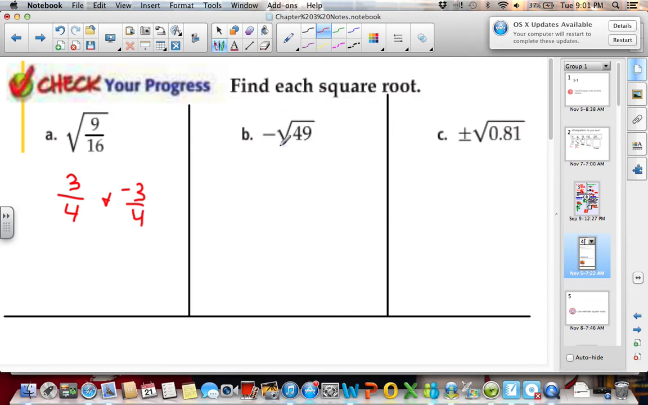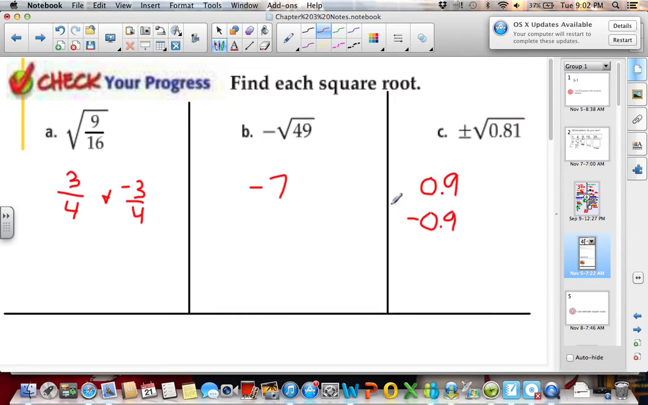Okay, the negative square root of 49. The square root of 49 is 7, and then I bring my negative out, so it's negative 7. The positive and the negative square root of 0.81. Well, I know that the square root of 81 is 9, so the square root of 0.81 will be 0.9, so it's positive 0.9 and negative 0.9.